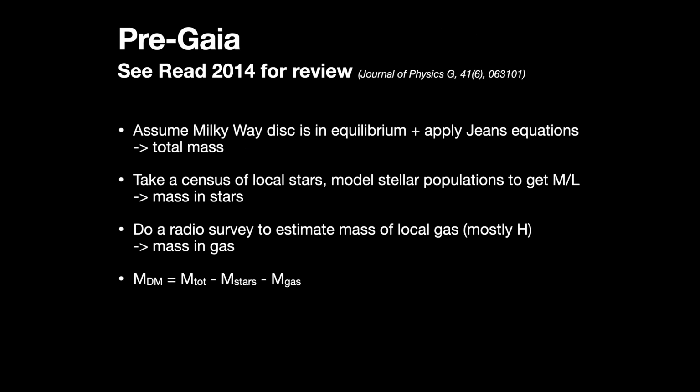So pre-Gaia, the basic recipe was, you assume the Milky Way disk is in equilibrium locally, you apply the Jeans equations, you get an estimate for the total mass density. You take a census of the local stars, you model the amount of light they put out as a function of their mass, and that gives you the mass in stars. And then you do a radio survey, you estimate the local hydrogen gas mass, and then you just do some subtraction to figure out how much dark matter there is. And the standard assumption was that the velocity distribution of that dark matter is just a Maxwell-Boltzmann distribution with a width given by the gravitational potential in which it's sitting.